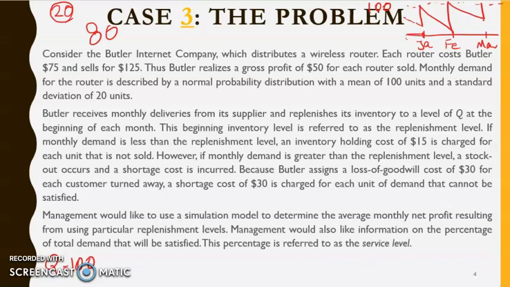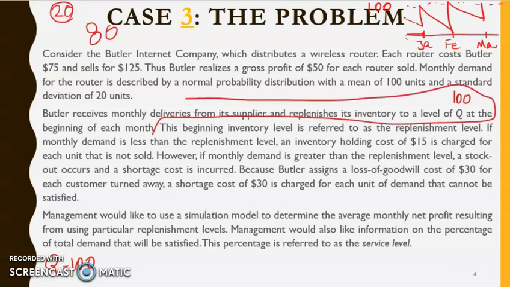It makes more sense to you. Butler received monthly deliveries from its supplier, the way that I told you, January, February, March, and like that, and replenishes its inventory to a level of Q, that is 100, at the beginning of each month. So now we just discussed this part together. So it checks the level of inventory at the beginning of each month and replenishes it to level of 100.